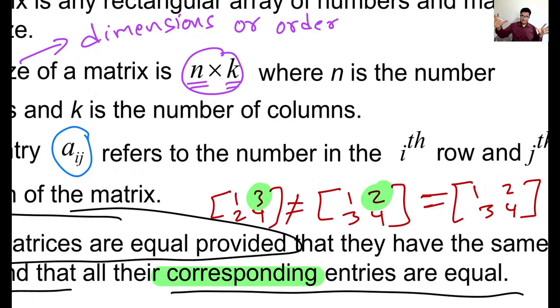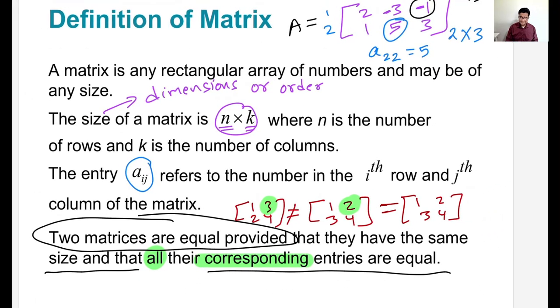Let's say there is a big matrix, 10 by 10, with 100 entries. If 99 of them match and one doesn't match, you don't say they are equal. They're still not equal. So the word here is highlighted, the word is all. So basically an exact copy of itself is equal to it, otherwise not.